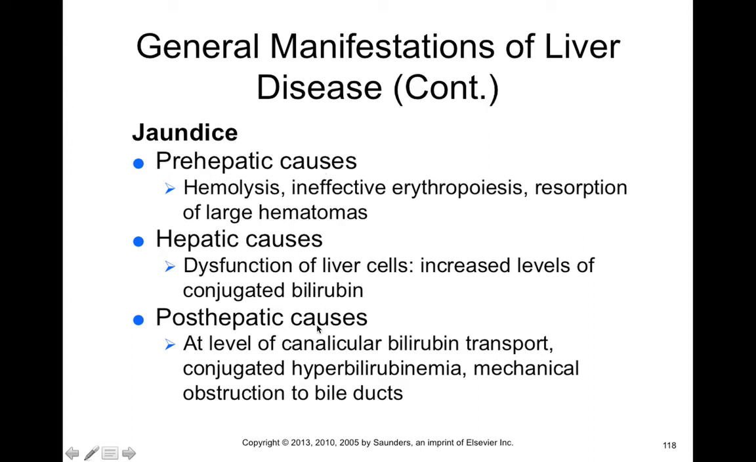A posthepatic cause of jaundice would be at the level of bilirubin transport, where we can find that mechanical obstruction of the bile ducts can lead to a backup of bile in the liver, and therefore a backup of bile into your body's bloodstream and tissues. And this can lead to hyperbilirubinemia.